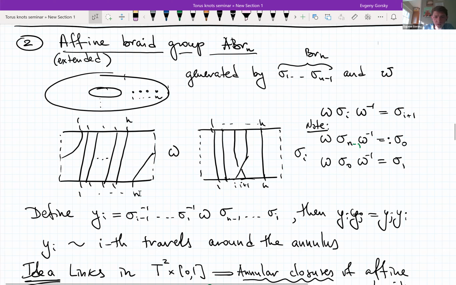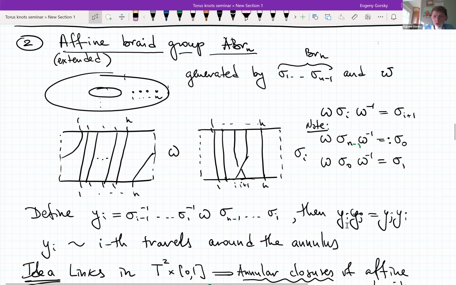Okay, and so one thing which we will need in this extended affine braid group is the following element, y_i. It's the following product: sigma i minus 1 inverse up to sigma 1 inverse, omega, sigma n minus 1 up to sigma i. And if you don't care about this algebra, what is y_i? You take the ith point here and it just goes around the annulus, and all other points stay the same. This is the easiest way to draw this y_i. Just the ith point goes around and nothing else happens to other points.